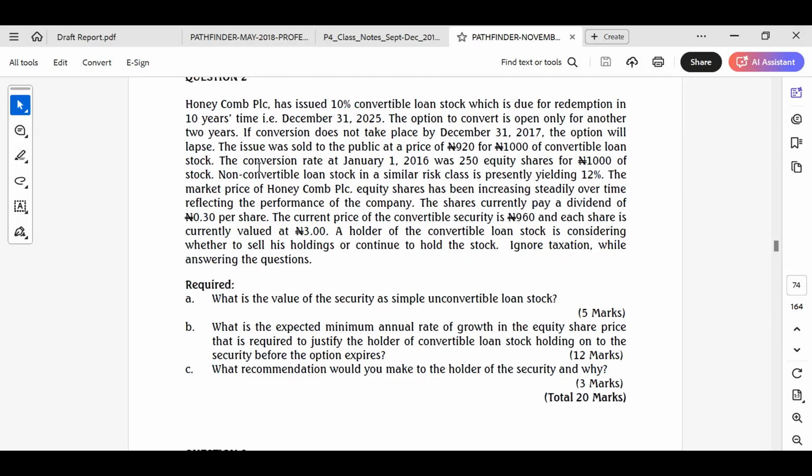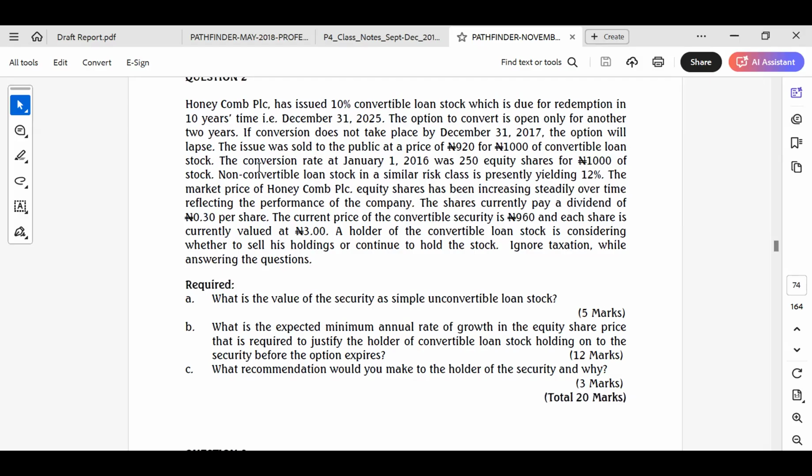Okay, now what is the coupon of this unconvertible loan stock? If you look at the story, we don't have a coupon for unconvertible loan stock. What we have for unconvertible loan stock is 12%, which is the yield. But we can use the coupon of convertible loan stock for it. Why? Because they said non-convertible loan stock in a similar risk class.